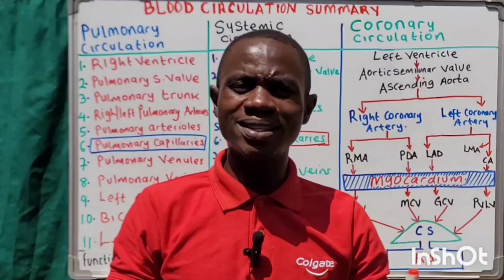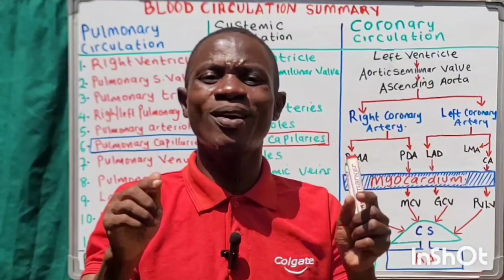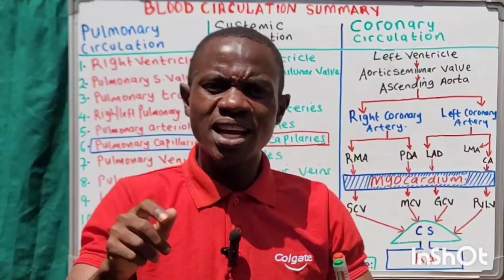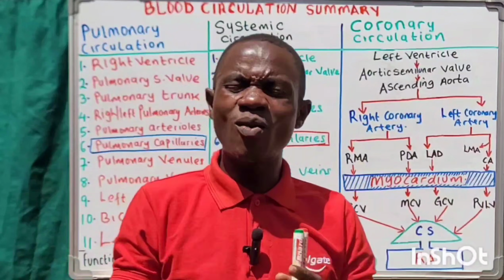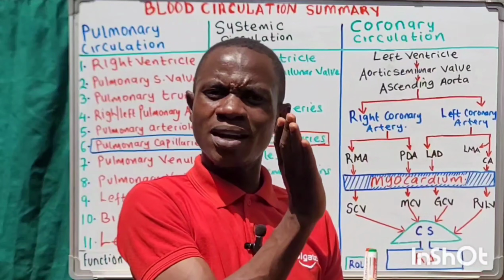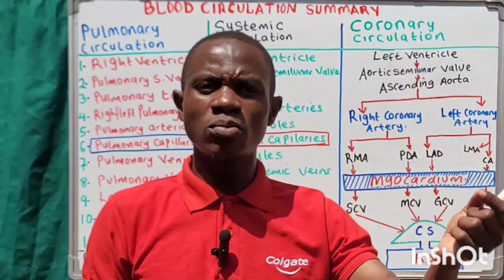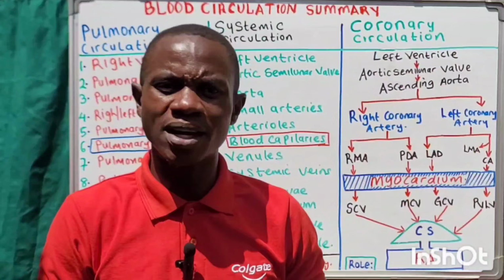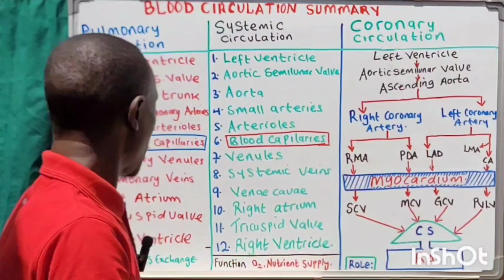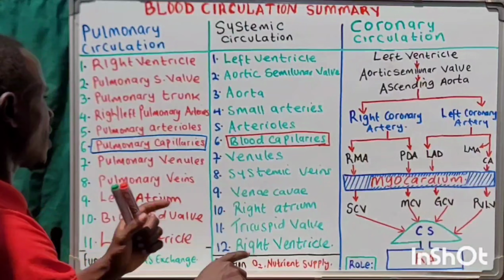Now, the pulmonary capillaries provide exchange surfaces. What do I mean by this? It is within the pulmonary capillaries that you have the exchange of gases. Carbon dioxide moves out of the pulmonary capillaries, and oxygen moves into the pulmonary capillaries. What is the driving factor? The partial pressures.